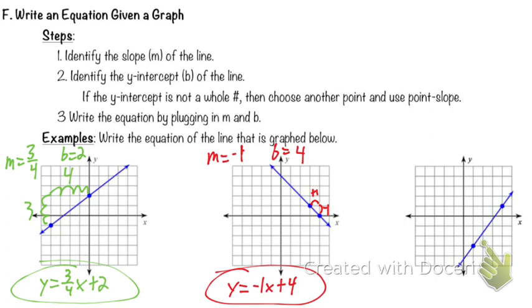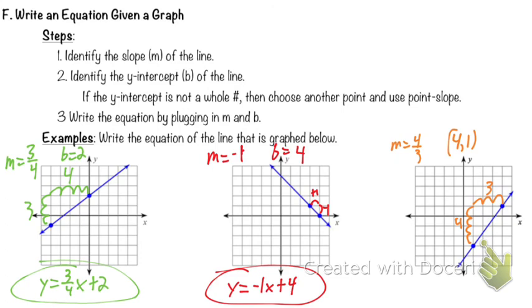Now on this third one, we find the slope. What do we think our slope is? 4 over 3. 1, 2, 3, 4 over 1, 2, 3. Yep. So the m is 4 over 3 here. Is our y-intercept exactly on a whole number? No. So this is where it says, if it is not a whole number, choose another point and use point-slope. Let's choose one of these 2 points. Which point would you rather choose? (1, negative 3) or (4, 1)? Okay, I heard (4, 1). Let's do the point (4, 1).